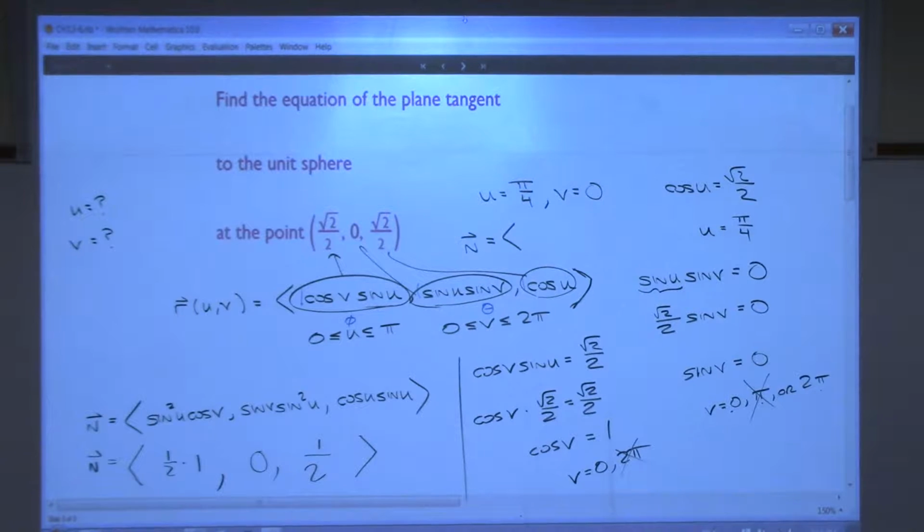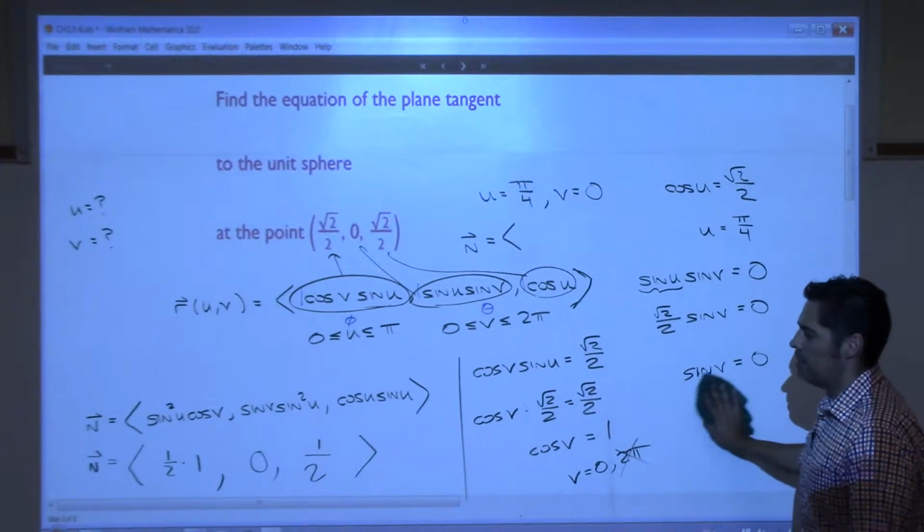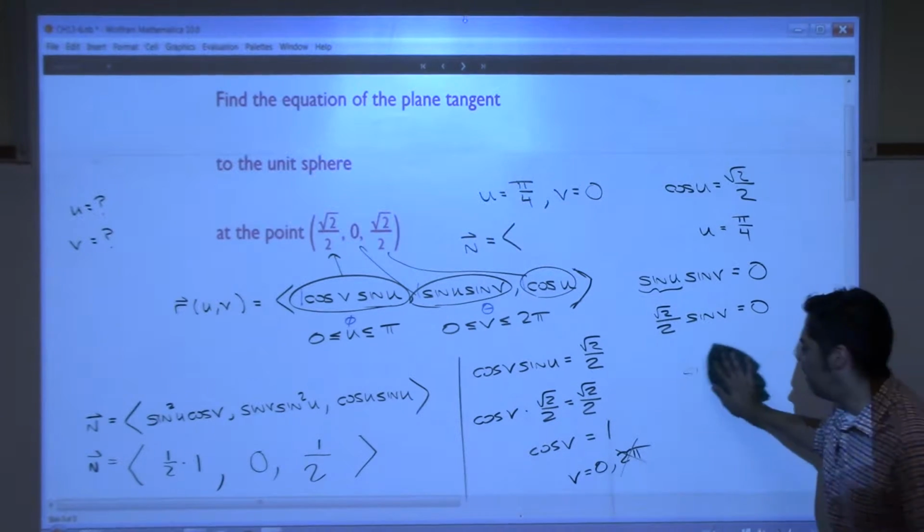Questions? You sure? You got it? I was just thinking, what if we had picked 2 pi and then I see that the middle one would be 0? It would still be 0. Yeah, it wouldn't matter.